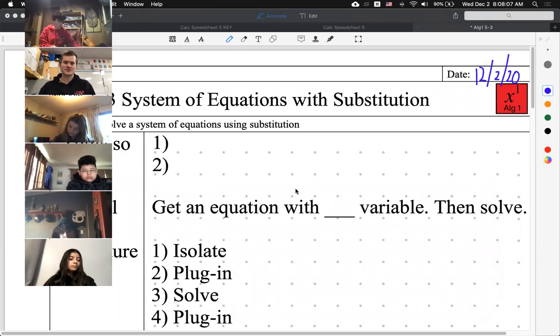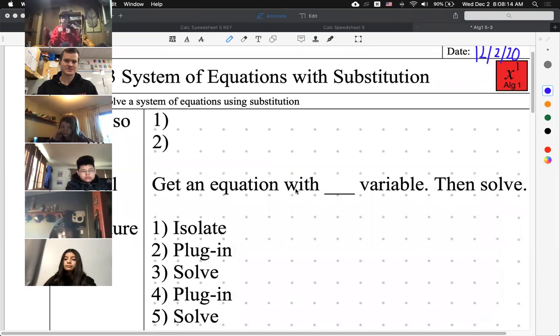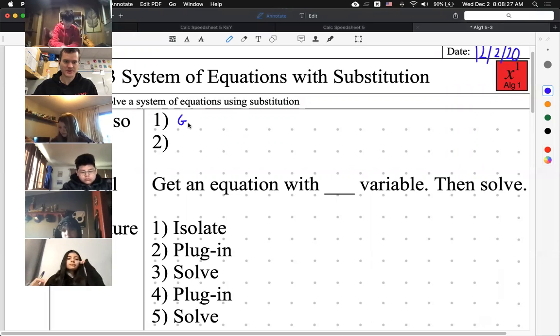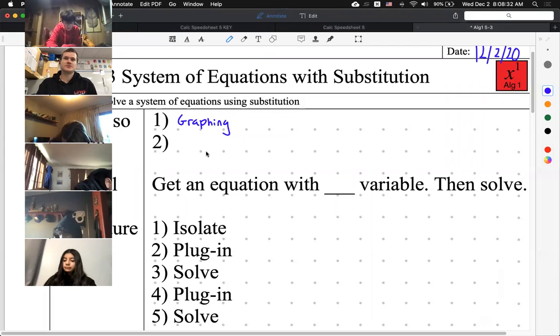Yeah, we're doing system of equations with substitution. So our objective is the same thing. It's just solving using substitution. You've already had one tool that you've used so far, in lesson 5-1, and that was graphing. You already know how to solve by graphing. You just make 2 lines, and wherever they cross, that was the solution. And then today we're doing the second of your tools, which is substitution.